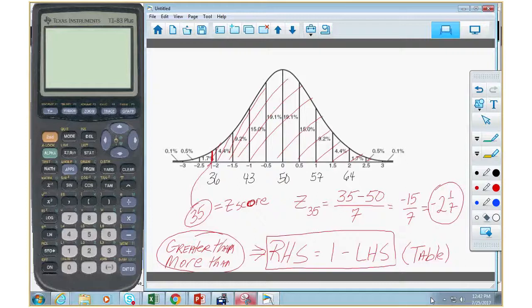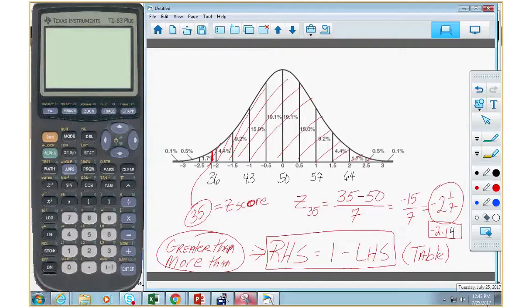All right, so if you're using the table, you need to find a z-score of negative 2.17? Somebody look it up. Somebody calculate. What's 1 divided by 7? 0.14. I'm sorry, the other way is wrong. 2.14. Okay?